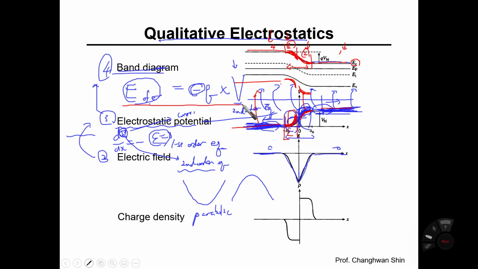So using this equation, energy of electron is minus Q times potential. Since you know the potential plot, you can draw the energy of electron. This energy of electron, the y-axis in the energy band diagram, indicates energy of electron. So you're going to find the conduction band edge line.